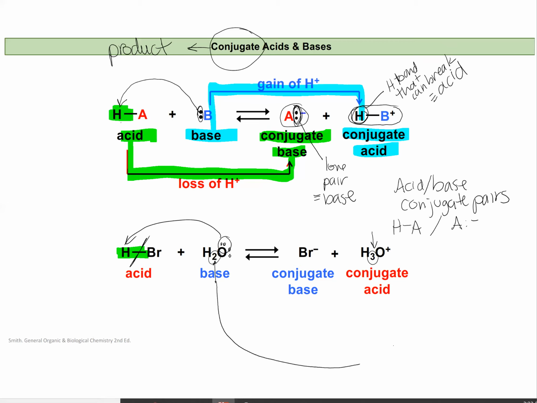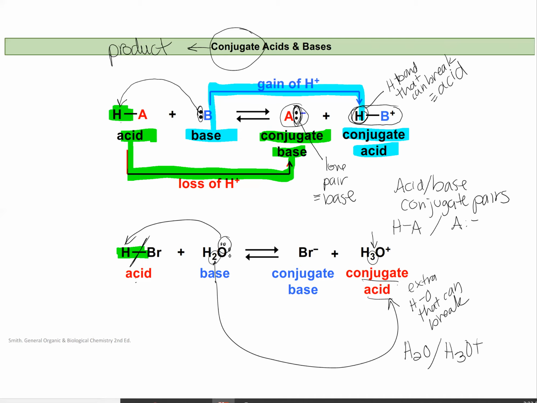So what was a base now becomes a conjugate acid because it has this extra oxygen-hydrogen bond that can break. So my base-conjugate acid pair would be water and hydronium ion.